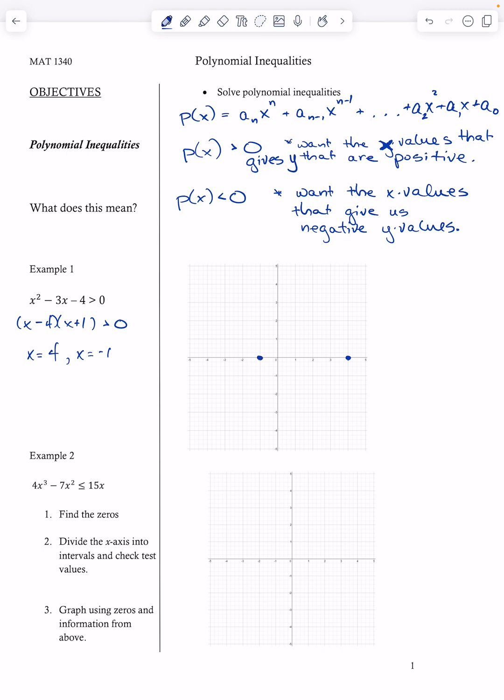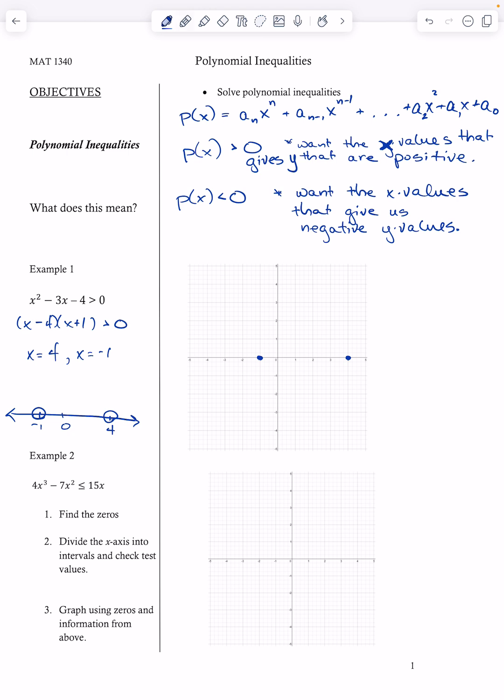Now, I'm not worried about the vertex. I want to know where this is positive. So I am going to go ahead and divide up my interval the way we did before. I know I cannot use negative 1 or 4. This is strictly greater than, not greater than or equal to.